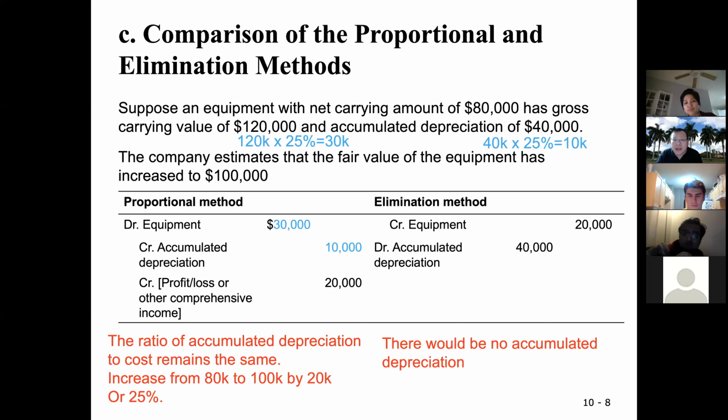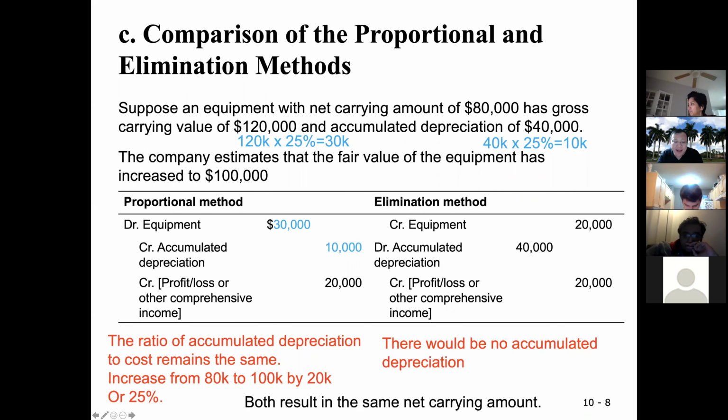For the equipment, right now the cost account balance is 120. How can you make it 100? You credit equipment for 20,000, right? So you start with 120. When you credit 20, after adjustment, that's the 100. That's what you want, right? So now I need an additional credit. See, that's the 20,000, okay? The idea is both result in the same net carrying amount, right? So the 20, the gain here, okay?